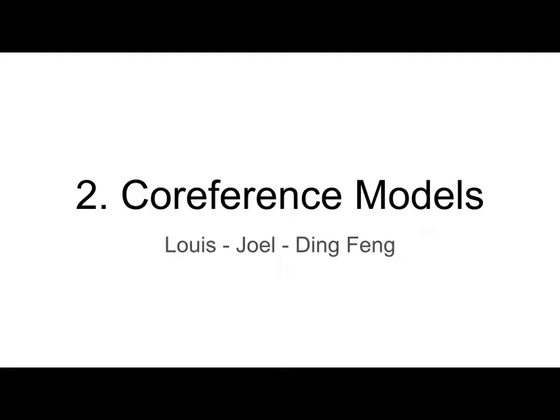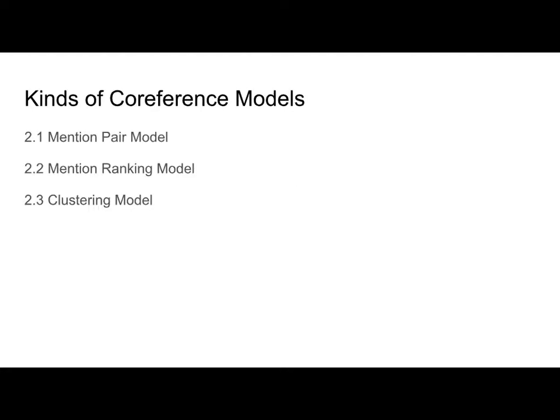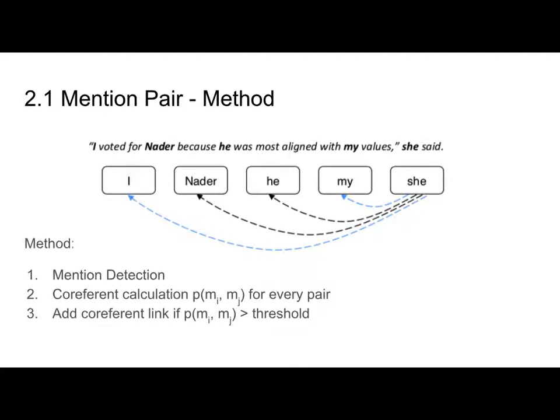So I will talk more about the coreference model. Right now there are three kinds that are well known. First, the mention pair model, which is more traditional, and the mention ranking, also more traditional, and then clustering is something that is more recent. Okay, so I will start with the basics of the mention pair and then the mention ranking model. So what's a mention pair method? How do we teach the machine to do coreferencing?